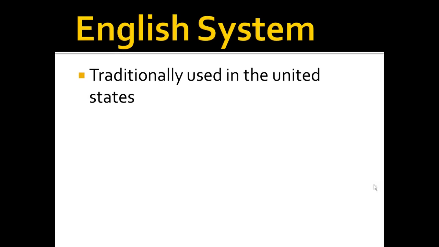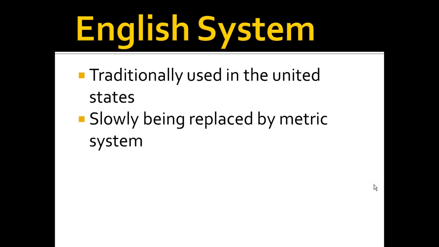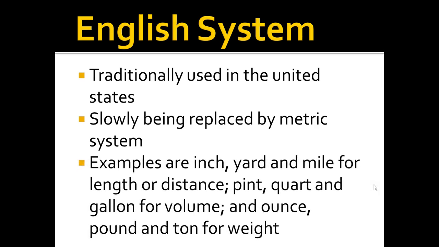The English system is traditionally used in the United States and other countries that follow the traditions of the United States. But currently, almost all countries, even the United States, are slowly replacing the English system with the metric system, since the metric system is based on the idea that the system of units is used scientifically. Examples of units that we usually encounter in the English system are the inch, the yard, the mile for distances, pint, quart, gallon for volume, ounces, pound, and ton for weight.